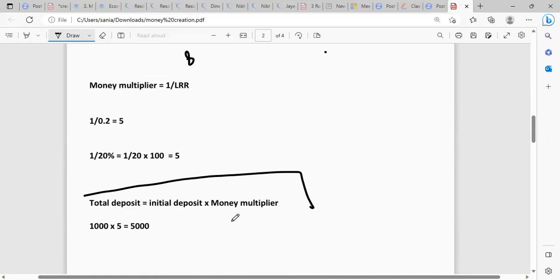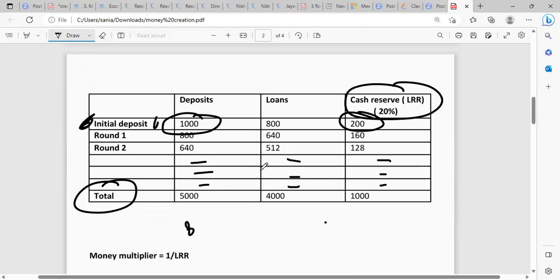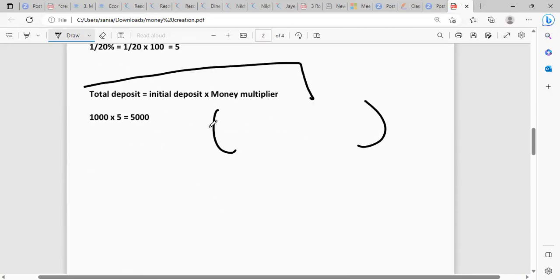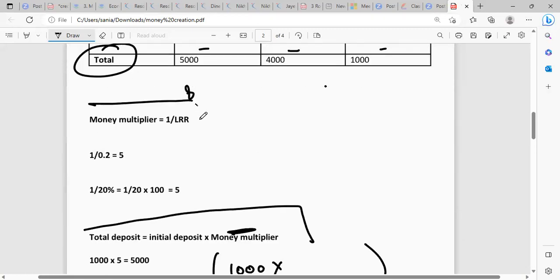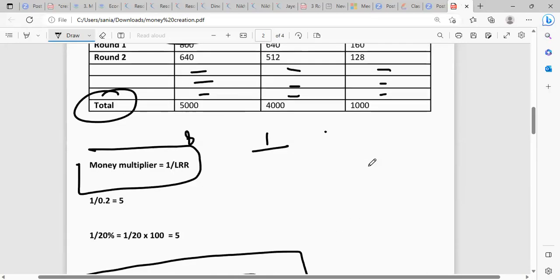What is the initial deposit? Who will tell me? What is your initial deposit? 1,000. Yes, 1,000 rupees. So initial deposit you know, but you don't know the money multiplier, right? So there is a formula for money multiplier, which is 1 upon LRR, right? So 1 upon, what is your LRR? It is 20%. So 1 upon 20%, right?